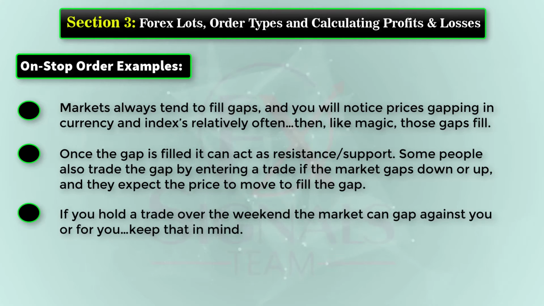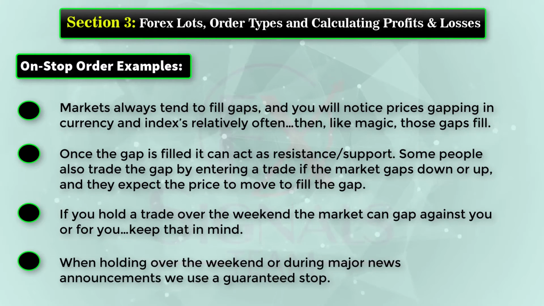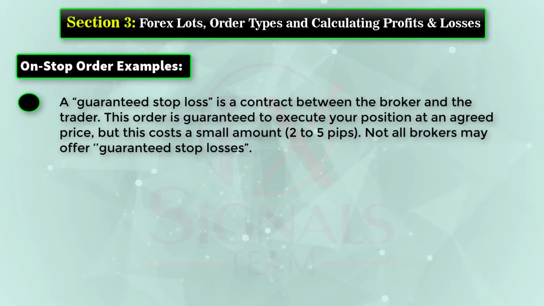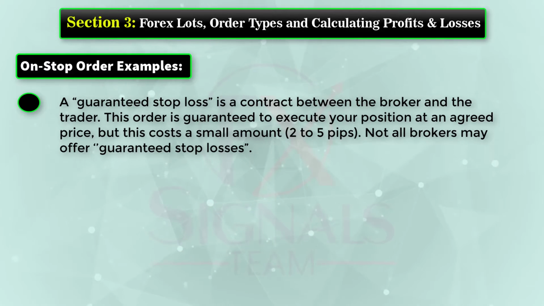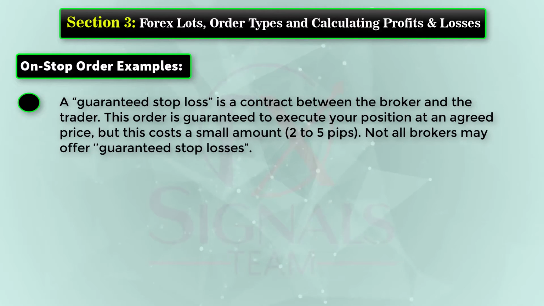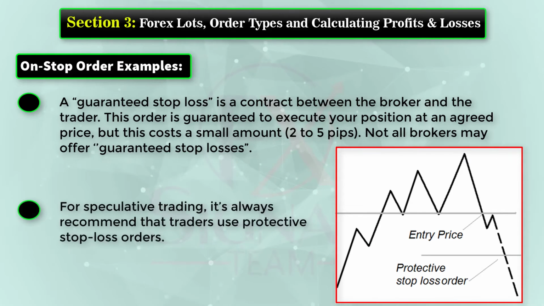If you hold a trade over the weekend, the market can gap against you or for you. Keep that in mind. When holding over the weekend or during major news announcements, we use a guaranteed stop. A guaranteed stop loss is a contract between the broker and the trader. This order is guaranteed to execute your position at an agreed price, but this costs a small amount, 2 to 5 pips. Not all brokers may offer guaranteed stop losses. For speculative trading, it's always recommended that traders use protective stop loss orders.